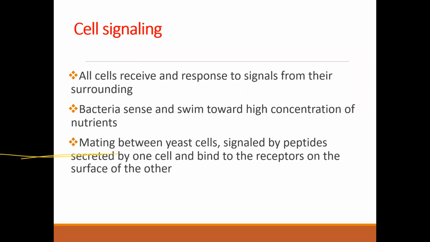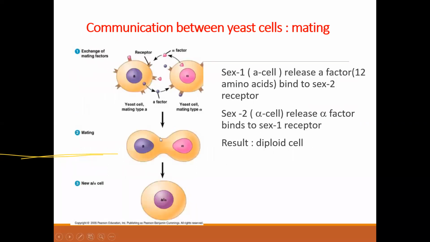That signaling molecule will bind to the receptor of the other yeast cell. If they can bind and the other cell recognizes that it is the opposite sex, then mating will occur. I will show you a diagram showing the communication between yeast cells during mating.